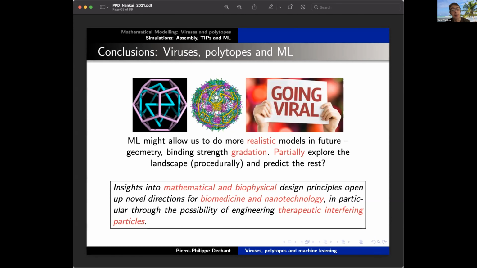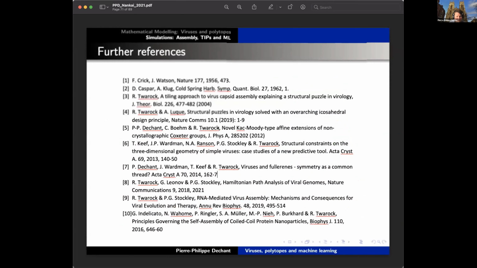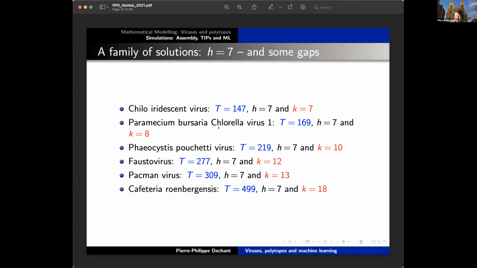I see. Thanks. Any other questions? Whilst I'm here, I'm just showing you the slide for what you asked earlier about these giant viruses. So there's various different types, and the lowest one has 147 as a triangulation number, and then various possibilities with different Ks. So all the H's are 7, Ks are 7, 8, 10, 12, 13, 18. And then the largest is 499. And the largest one that's known is called Mimi virus, and it will be something around 1,000, but the experimental resolution isn't good enough to really narrow down which triangulation it could be.